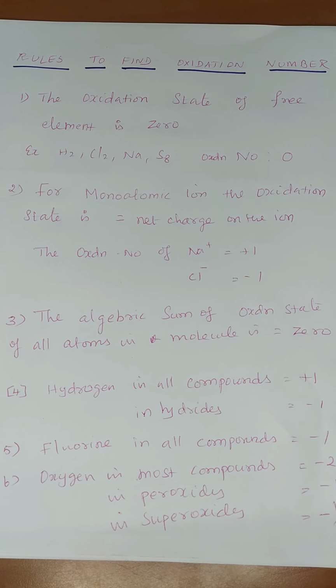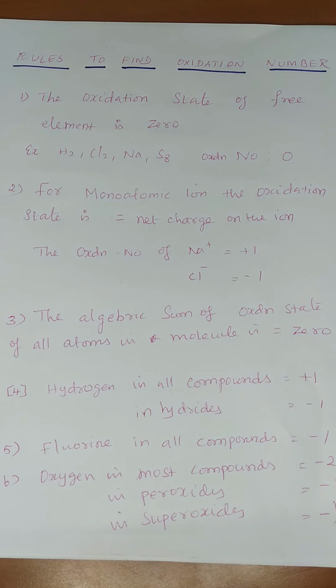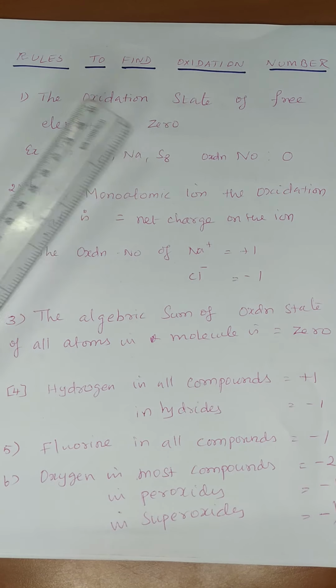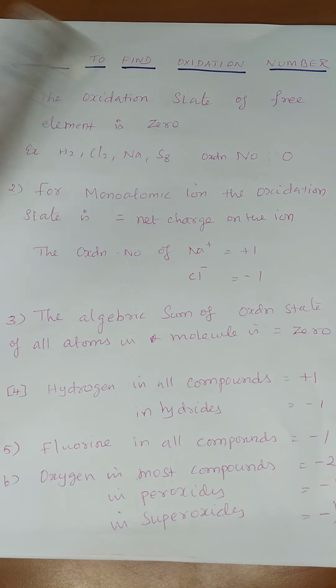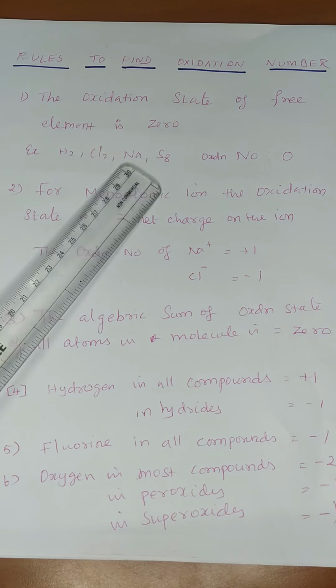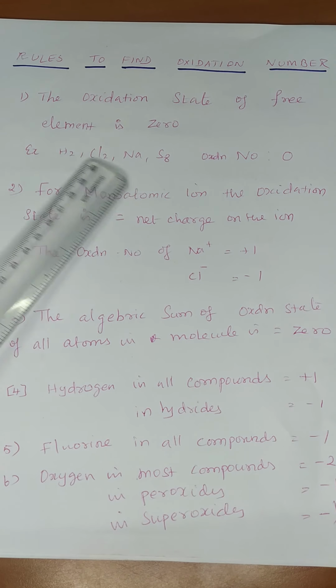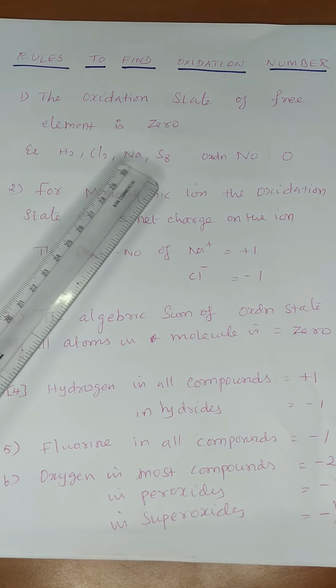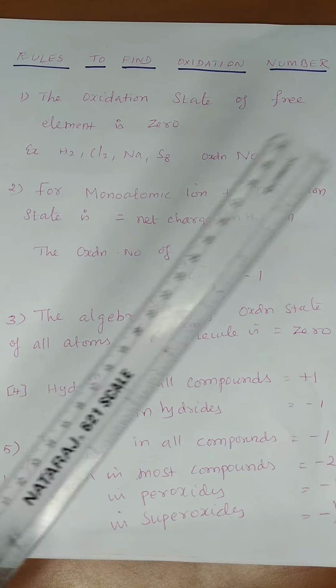Dear students, today we are going to study how to find the oxidation number of any element in a compound. Let us see first the rules to find oxidation number, one by one. The first rule: the oxidation state of a free element is 0. For example, hydrogen H2, chlorine Cl2, sodium Na, sulfur, these are all free elements in the free state, so their oxidation number is taken as 0.